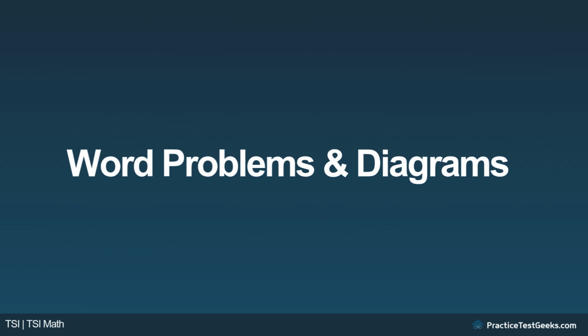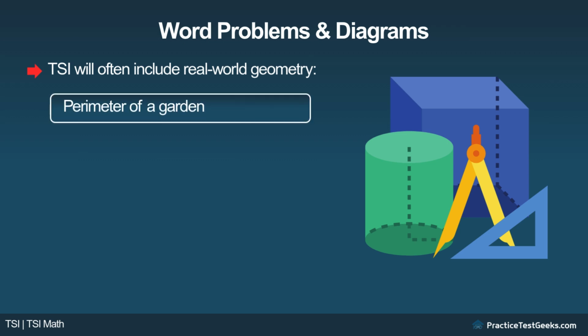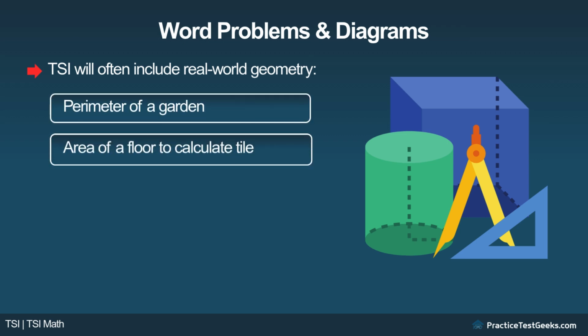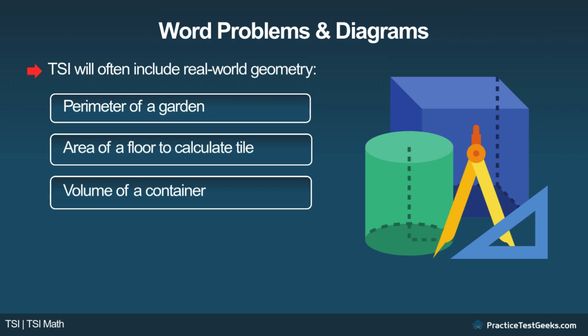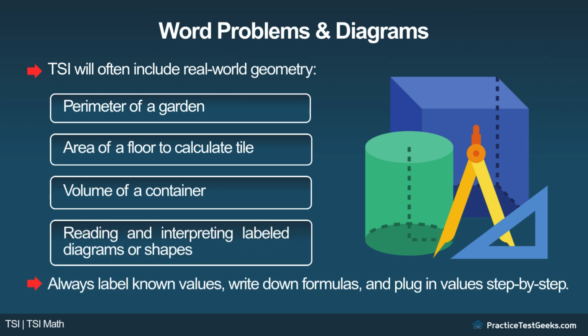Word problems and diagrams. TSI will often include real-world geometry: perimeter of a garden, area of a floor to calculate tile, volume of a container. Reading and interpreting labeled diagrams or shapes. Always label known values, write down formulas, and plug in values step by step.